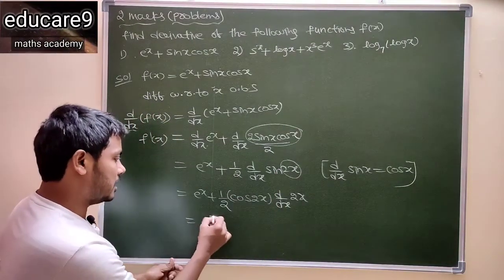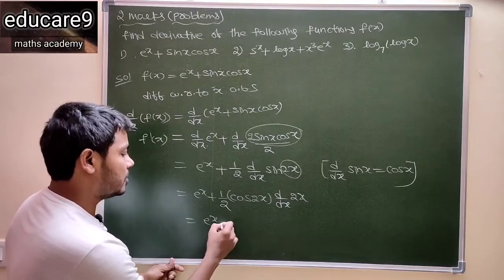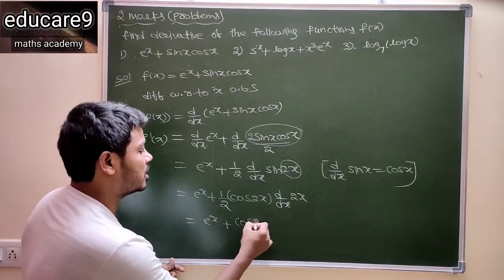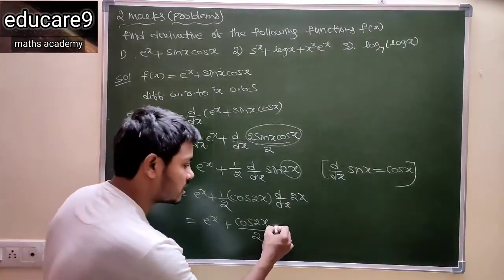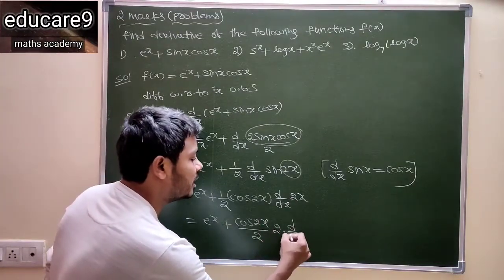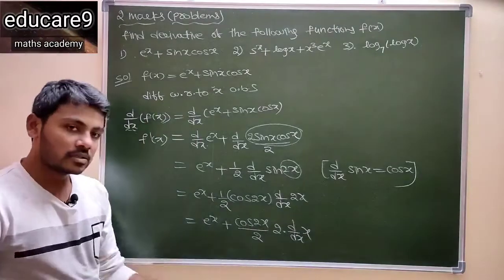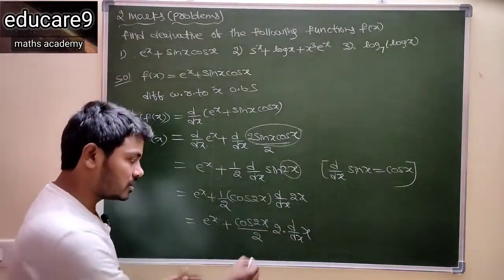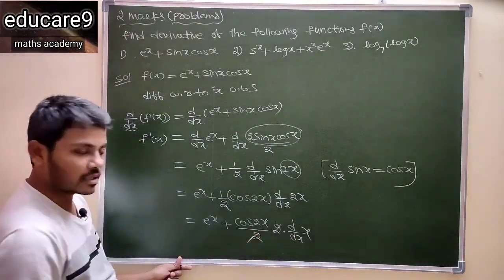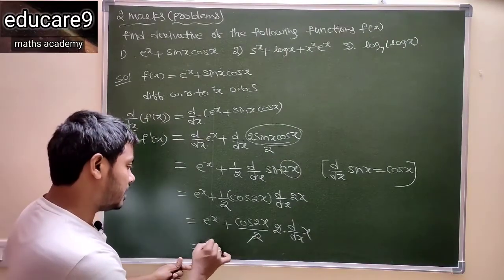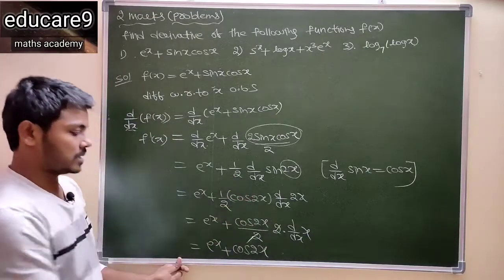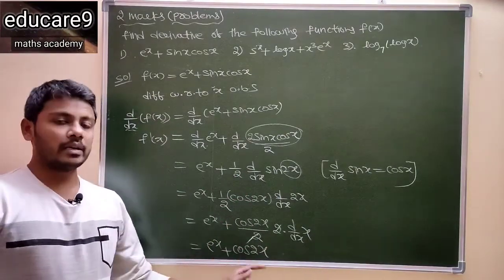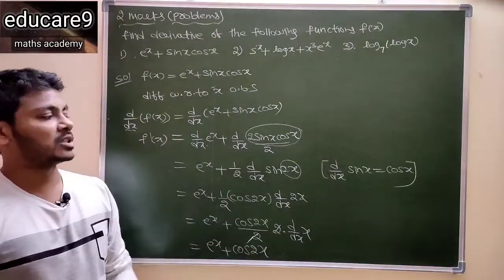This is e power x plus cos 2x by 2, with the 2 right outside of the differentiation. 2 into d by dx of x. So the derivative of x is what? 1. So here the 2 gets cancelled. So we will get e power x plus cos 2x. So this is the derivative of the given function.